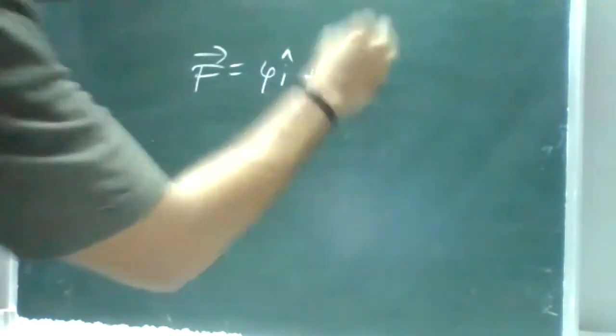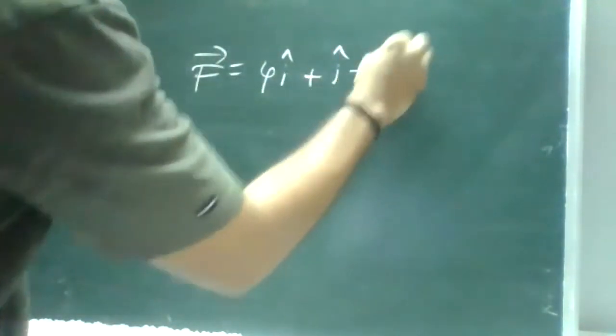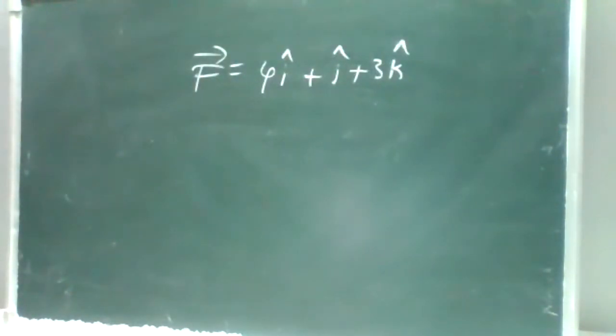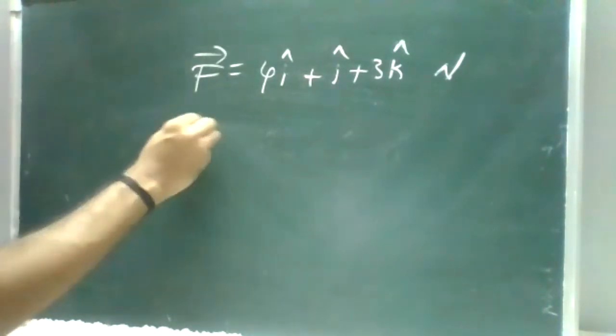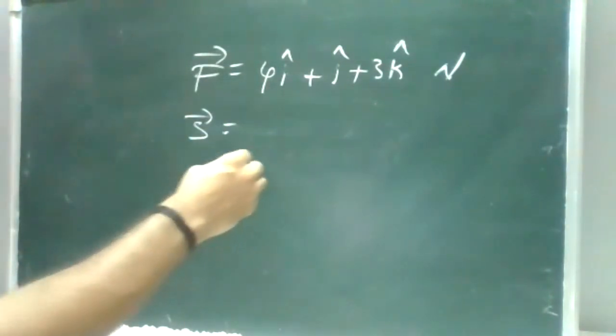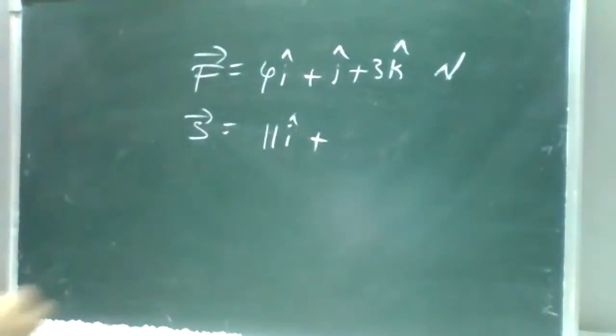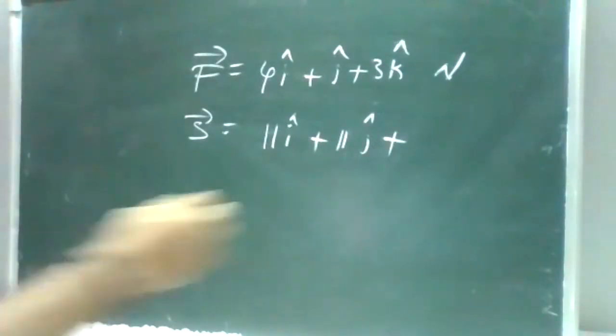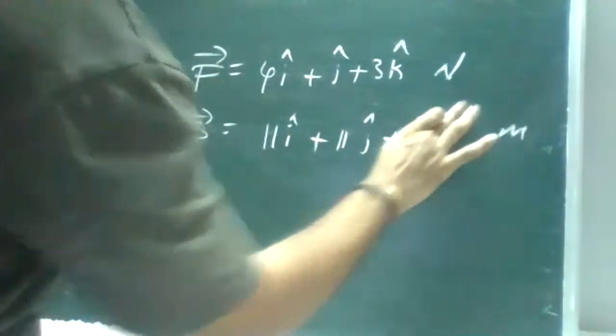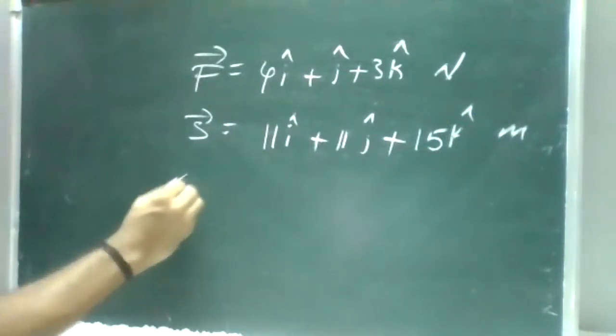Okay, next question. Now the cross product. A force F vector equal to 4i cap plus j cap plus 3k cap newtons acts on a particle and displaces it through S vector equal to 11i cap plus 11j cap plus 15k cap meters. Calculate the work done by the force.